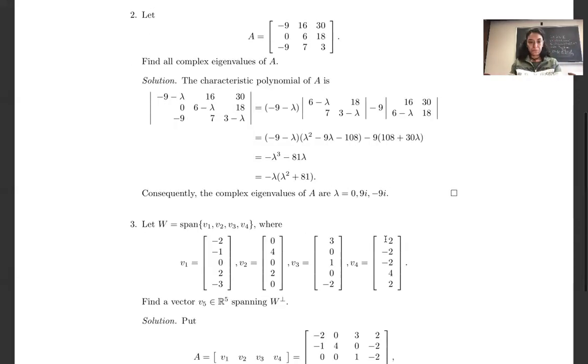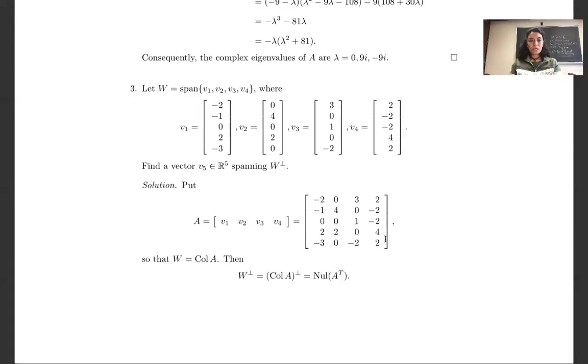All right. So look at the third question. It's a bit tricky question. Before solving the question, we need to understand what it says.